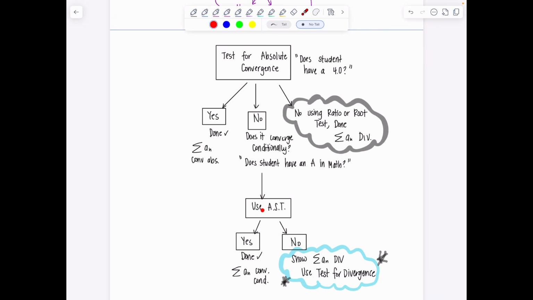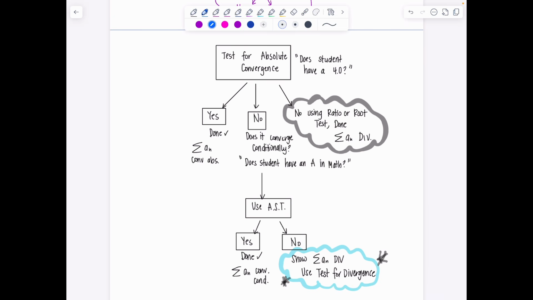You always will use AST to check for conditional convergence. If you get yes, you're done. You say your series converges conditionally. If AST fails, then you still need to show that the sum of a_n diverges using the test for divergence.